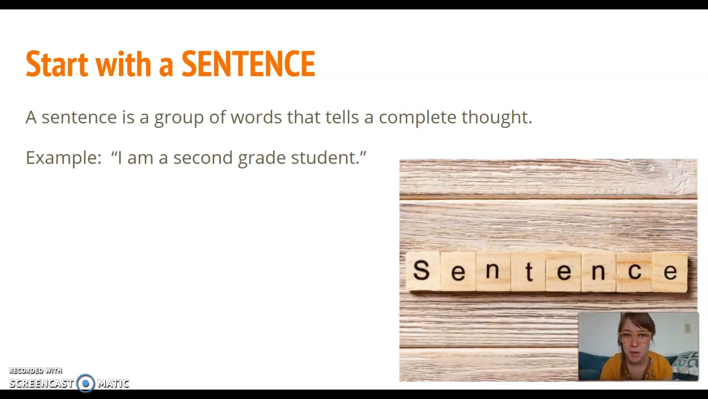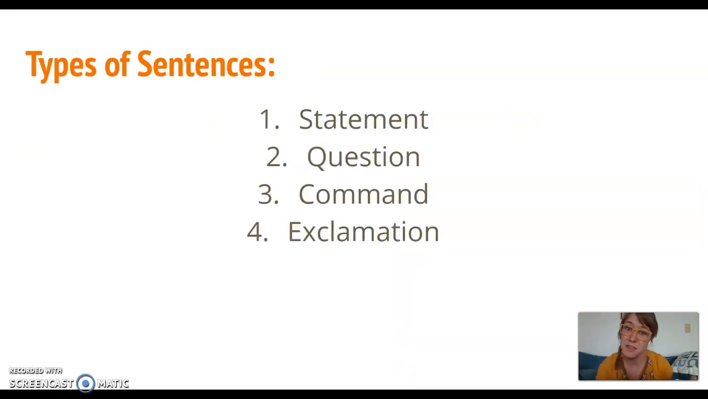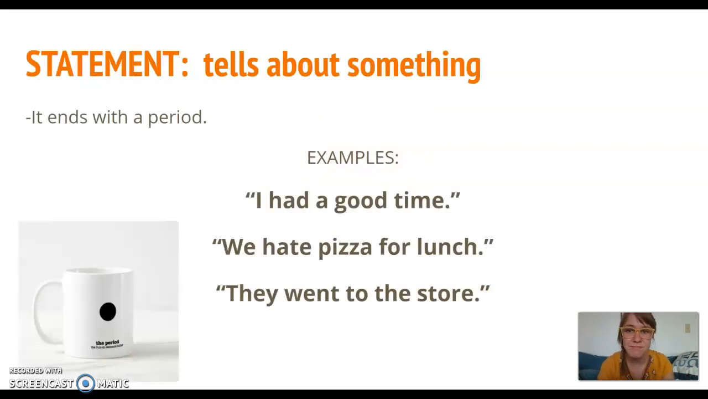First, we're going to start our grammar lessons with a sentence. A sentence is a group of words that tells a complete thought. So for example, I am a second grade student. That is a complete thought. It is a full sentence. But here's the thing for second graders. There are 4 types of sentences. Our first one is a statement, then a question, then a command, and an exclamation.